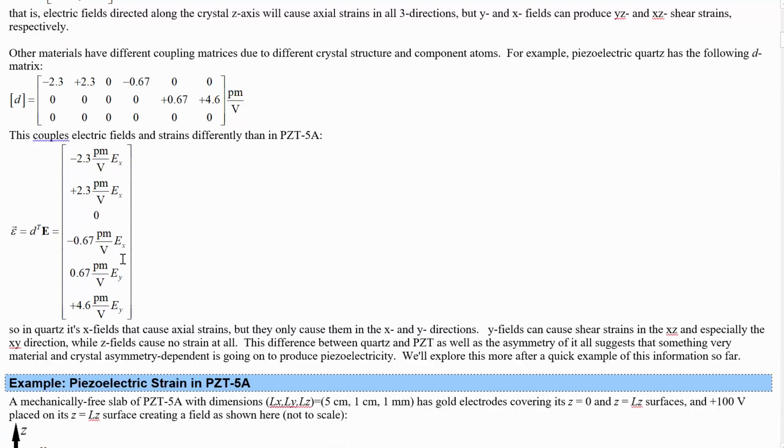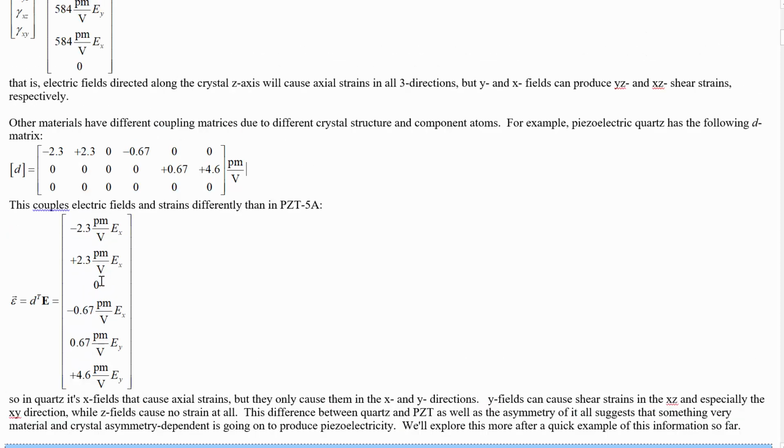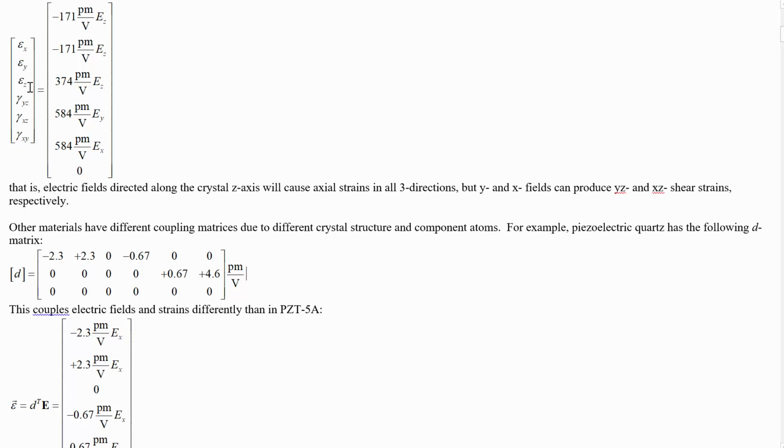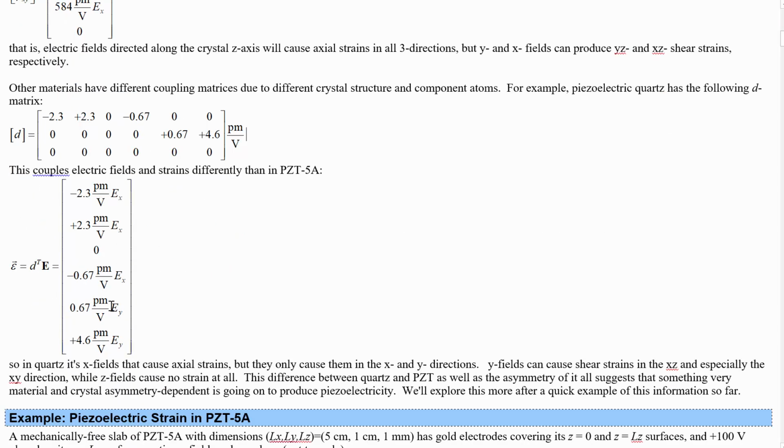But we do have shear strains in all three directions: based on the X field for gamma YZ, the first one still, same order of strains in the strain vector. And then gamma XZ is based on the Y-directed field, while gamma XY is based on the Y-directed field.